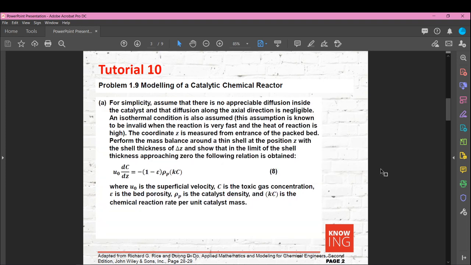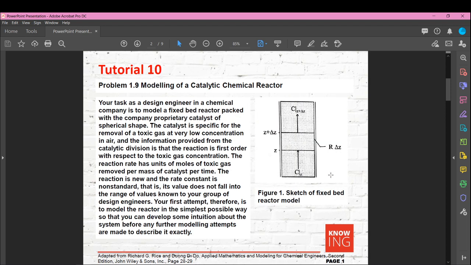So for problem A, for simplicity, assume that there is no appreciable diffusion inside the catalyst and that diffusion along the axial direction is negligible. An isothermal condition is also assumed, though this assumption is known to be invalid when the reaction is very fast and the heat of reaction is high. The coordinate z is measured from the entrance of the packed bed.